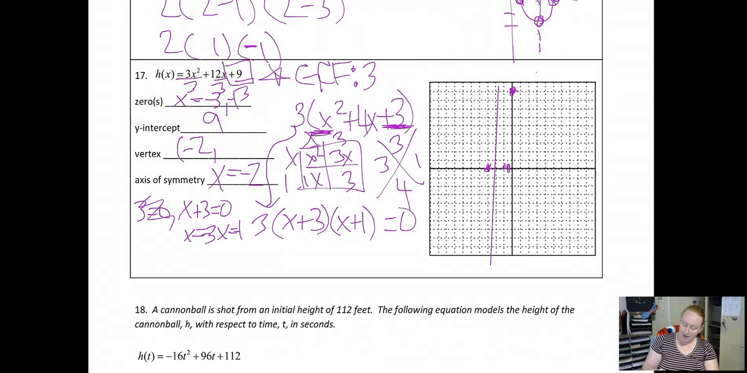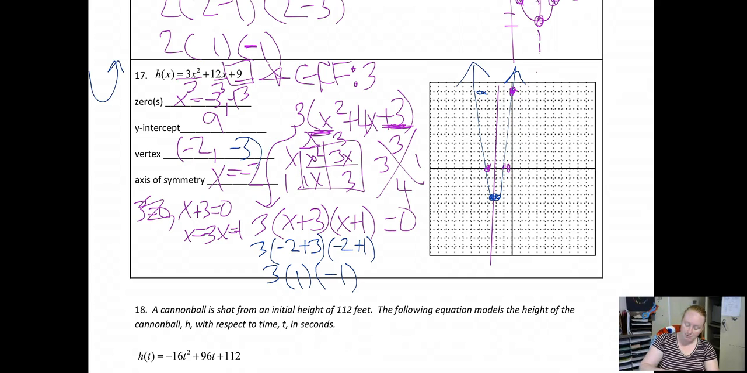And I'm going to plug that negative 2 in for my x's of my factored form. I get 3, 1, negative 1. So I'm going to get negative 3 as my answer there. And so I get 1, 2, 3, negative 3. I can reflect my y-intercept, and I can draw my U-shape. It is, in fact, concave up. We can double check that with the fact that it was positive in the front from the beginning.